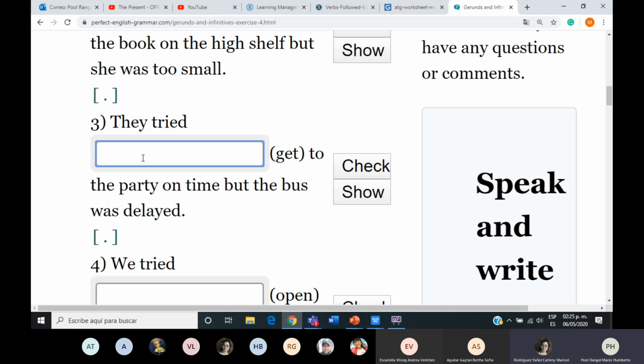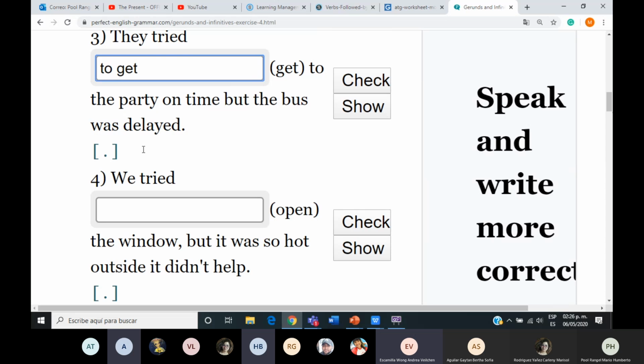Entonces, getting. Okay, tengo un getting. Acá en el chat tengo un to get. ¿Quién da más? ¿Quién da más? To get. Okay, tengo dos to get. Entonces voy por to get. Como que ahorita vamos a checar.